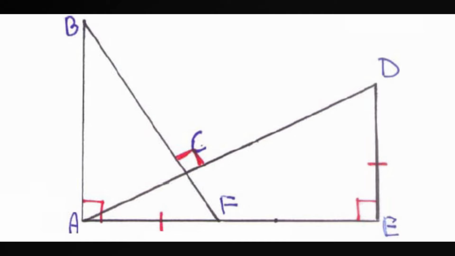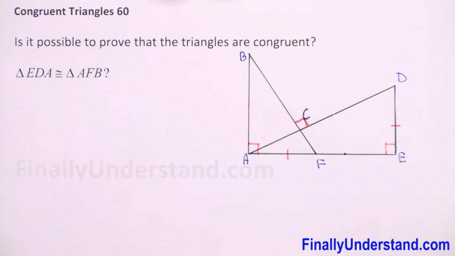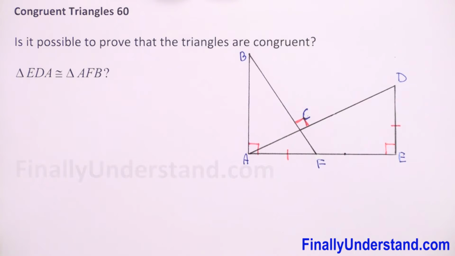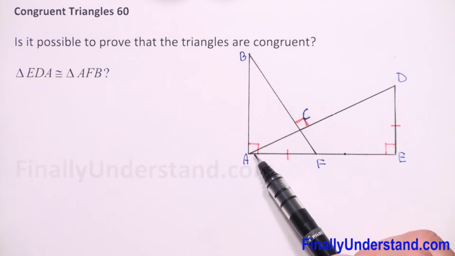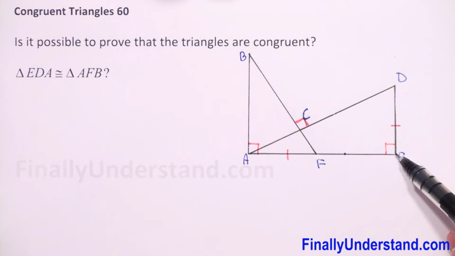We have to check if triangle EDA is congruent to AFB. We have given on this diagram that angle A is right angle and angle E is right angle.